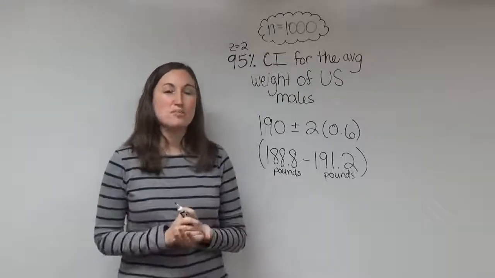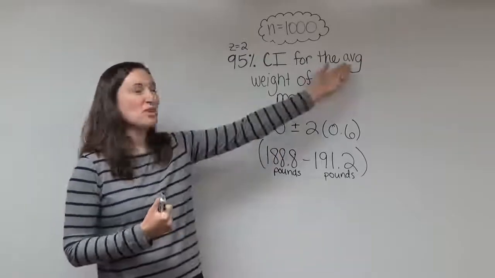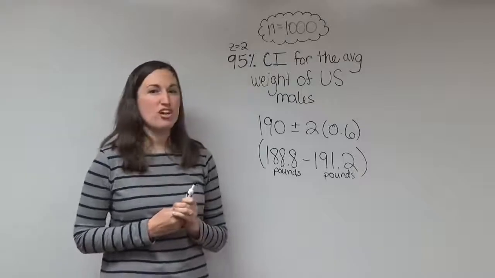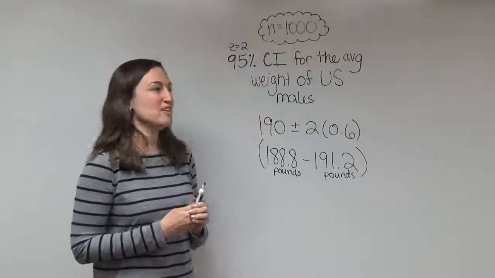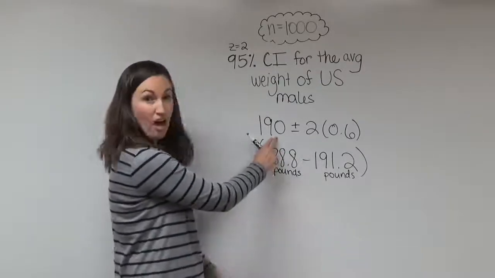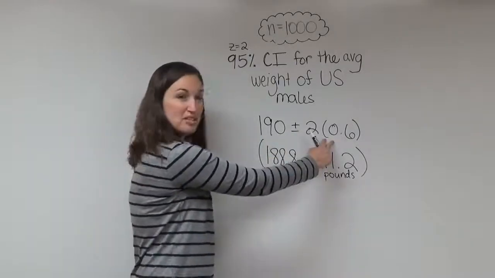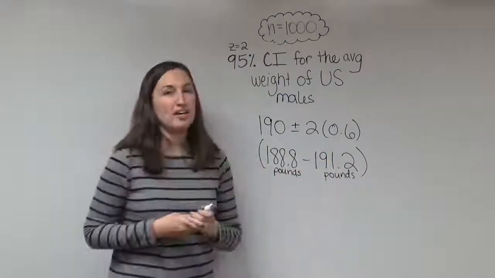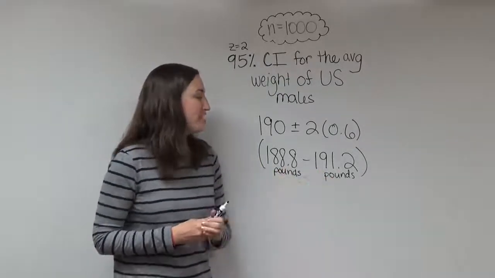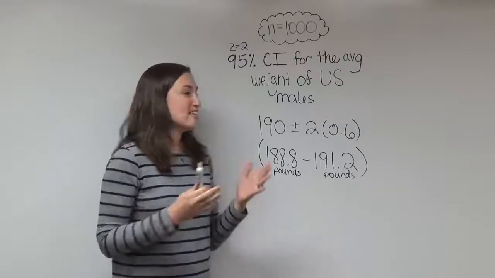The central limit theorem tells us that the probability histogram for averages, which is what I'm looking at, will follow the normal curve quite closely if n is large enough. And it is in this case. N is 1,000, so that's where the 2 came from. When I solve this, taking 190 minus the margin of error and 190 plus the margin of error, this is what I get. My confidence interval is 188.8 pounds to 191.2 pounds.